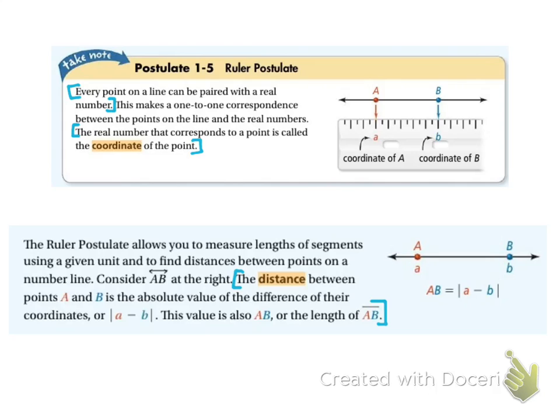So using this postulate, we can now measure the lengths of segments using a given unit. So we can find the distance between 2 points. The distance between points A and B is the absolute value of the difference of their coordinates, which just means it's the absolute value of A minus B. This value is also AB, or the length of segment AB.